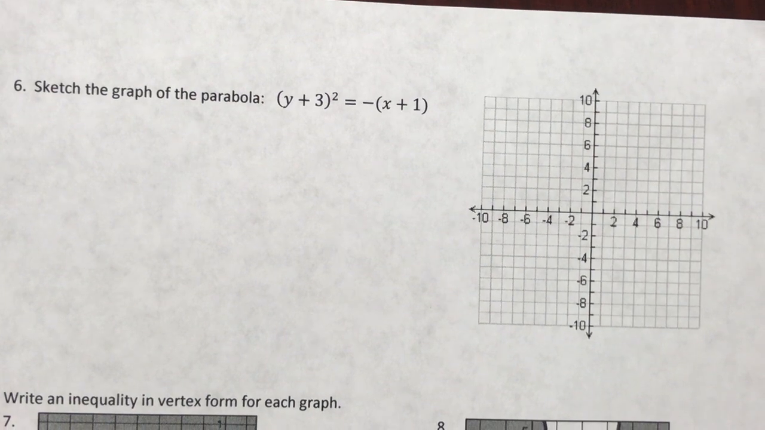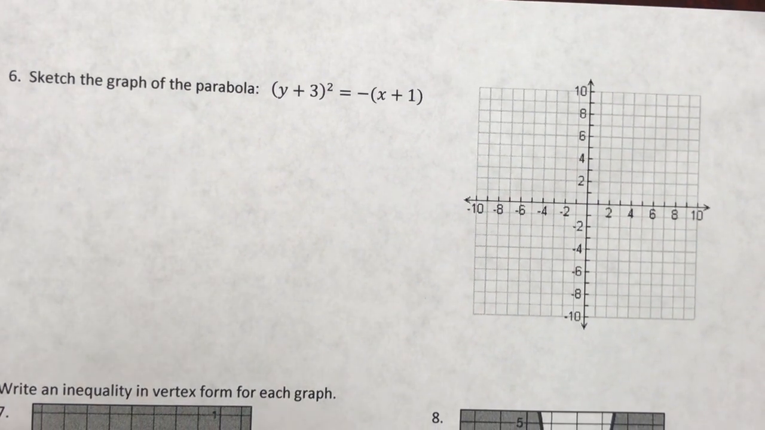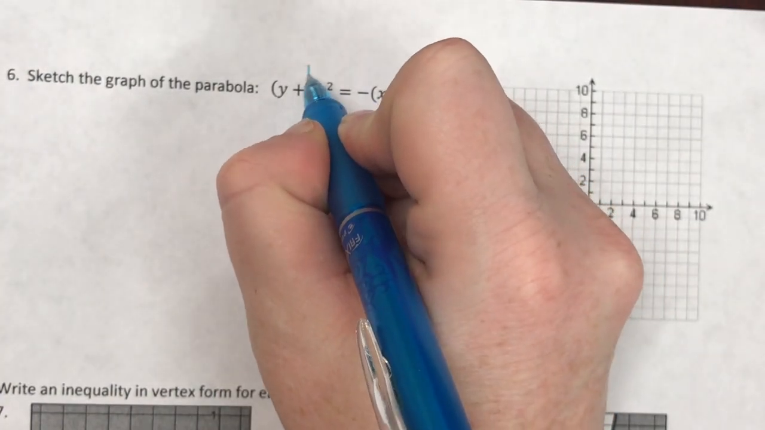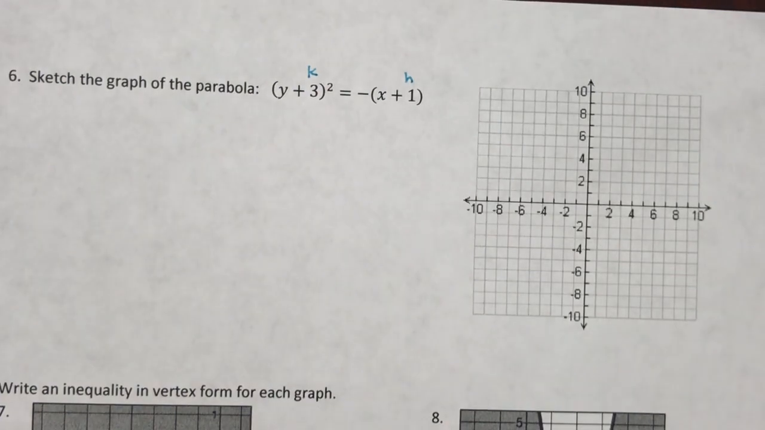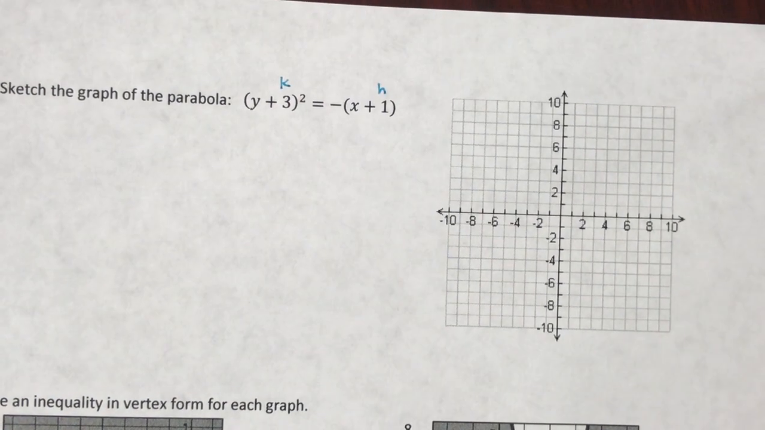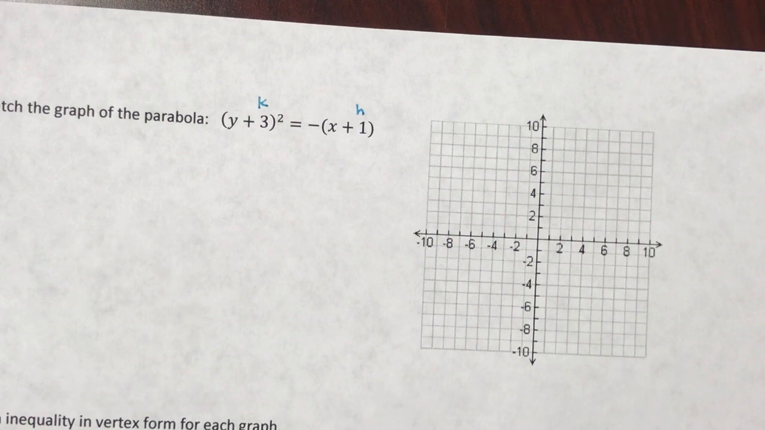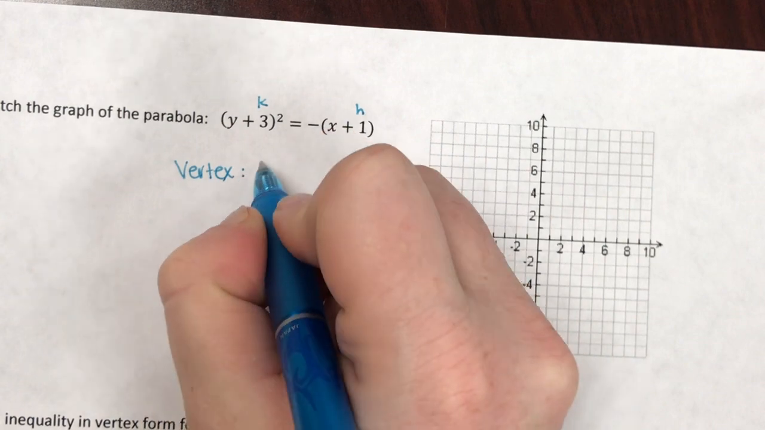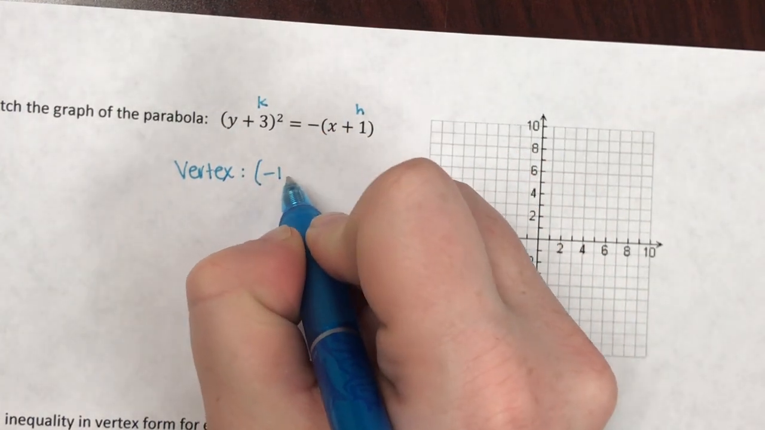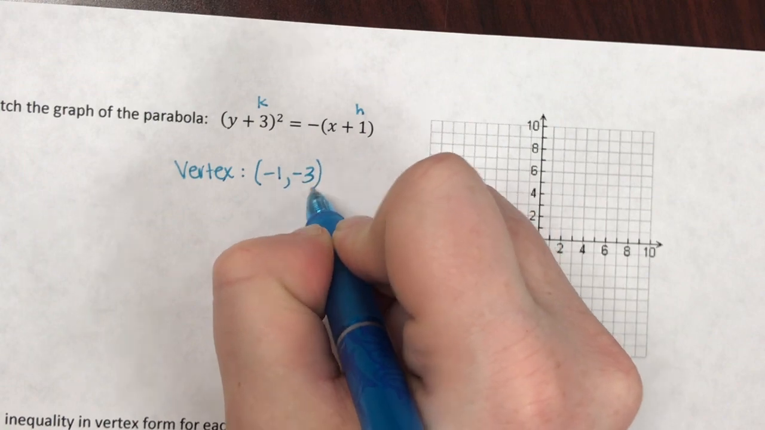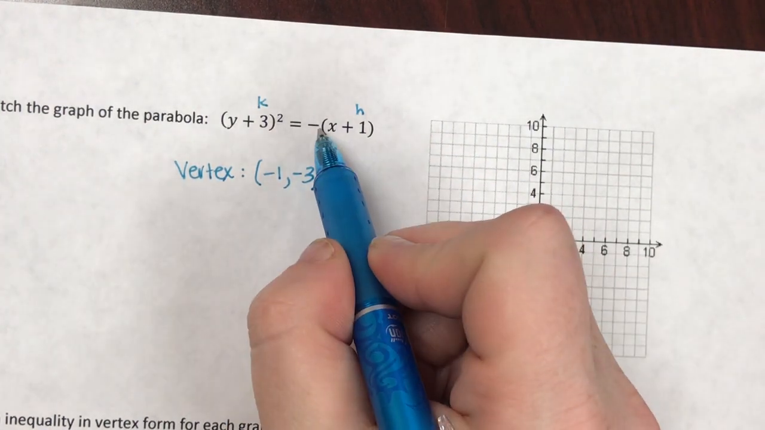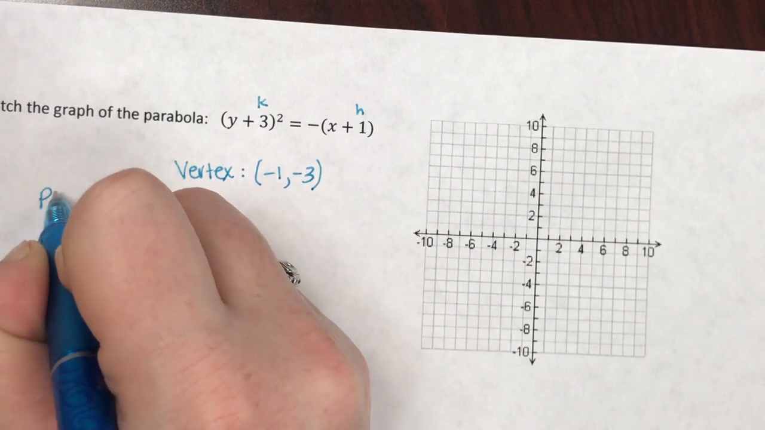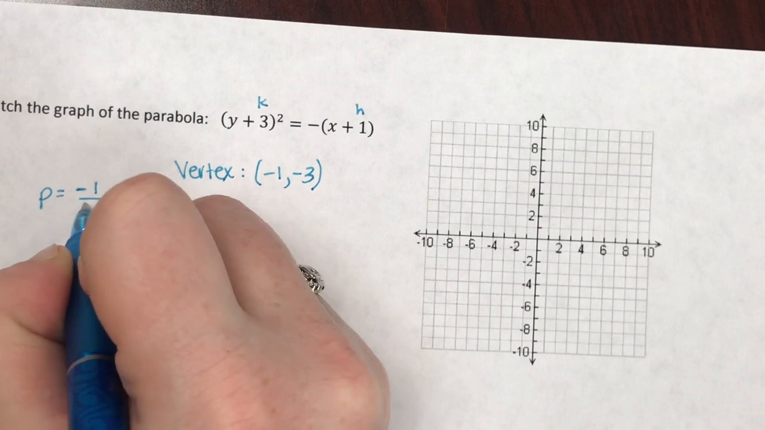Number 6, sketch the graph of the parabola. Couple of things. The vertex we're going to need, and the p-value. So my vertex is going to be -1, -3. My p-value is going to be -1 divided by 4.